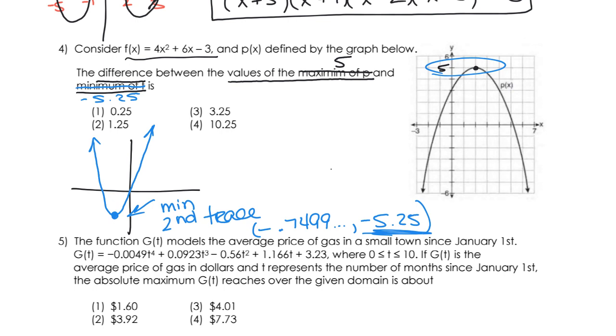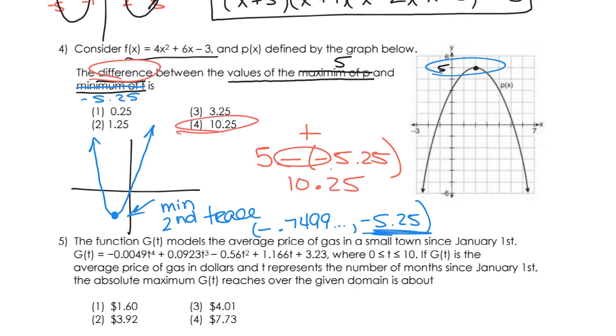And they want to know the difference between them. So we're going to take 5 minus, okay, for the difference, and then negative 5.25 is our minimum. And so we actually end up adding those together with those two negatives, the first one for the difference and the second one for the negative on the 5.25. And when we add them together, we end up with positive 10.25. And so choice 4 is our answer.